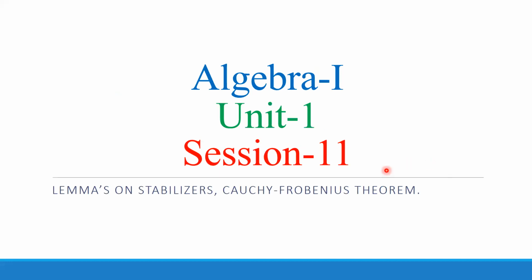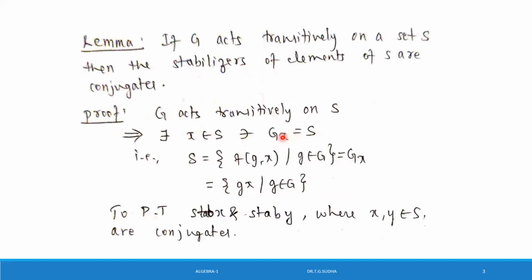In this session, let us see some lemmas on stabilizers and the famous Cauchy-Frobenius theorem. The first lemma states that if G acts transitively on a set S, then the stabilizers of the elements of S are conjugates. That is, if you take any two stabilizers of elements of S, we need to show that they are conjugate. So let G act transitively on S.